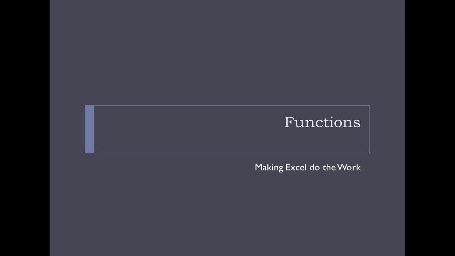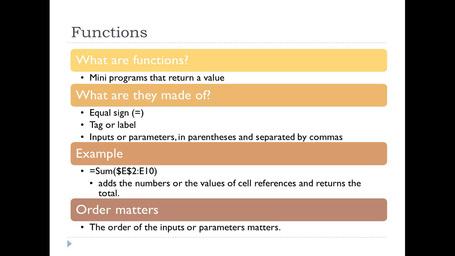And before I get into how to link all those together, I wanted to make sure everybody had an understanding of functions. Functions are the best feature of Excel. They make Excel do all the work. Functions are like mini programs that return some kind of value. You can identify a function easily in Excel because they always begin with an equal sign.